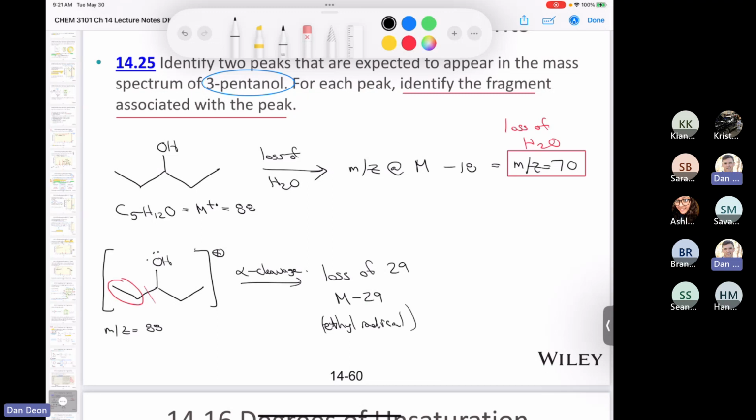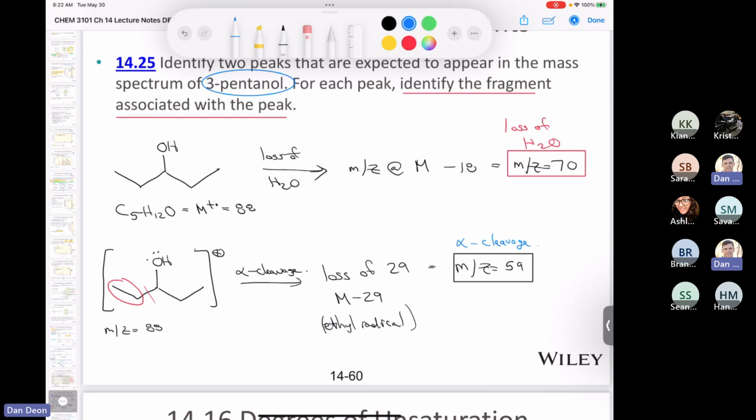There we go. And so what are we going to end up with if we take 88 and subtract 29 from it? I want to make sure I don't do my mental math incorrectly. So we get a mass over charge equal to 59. That means we're also going to see a mass over charge of 59, and that is going to come from alpha cleavage. All right, those are the two possibilities. And there you have it.